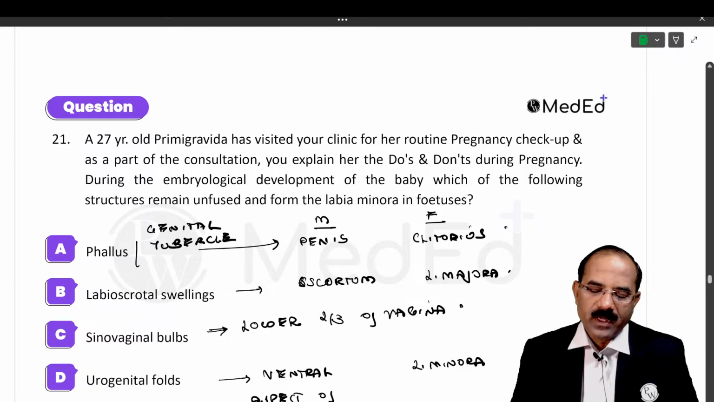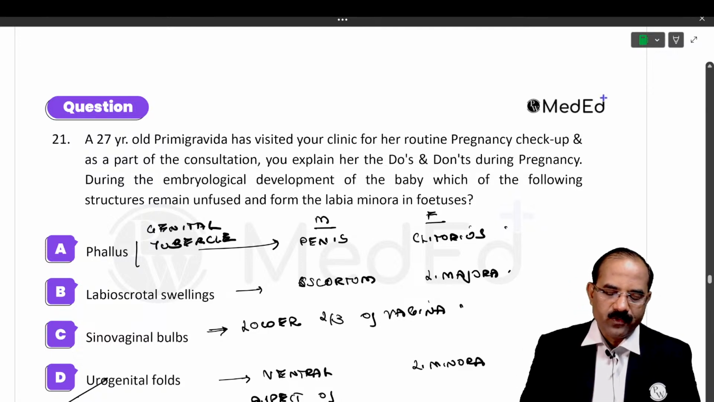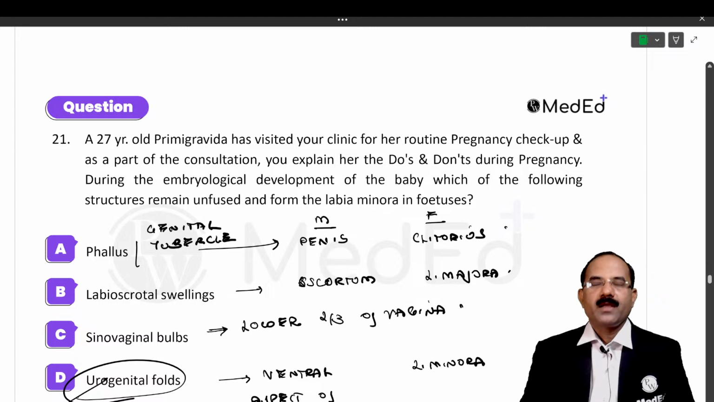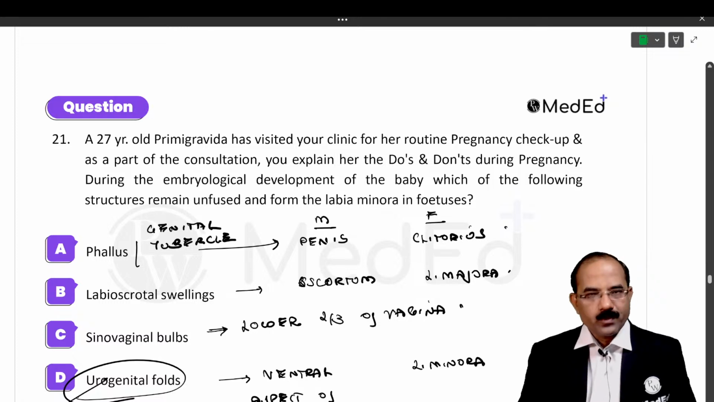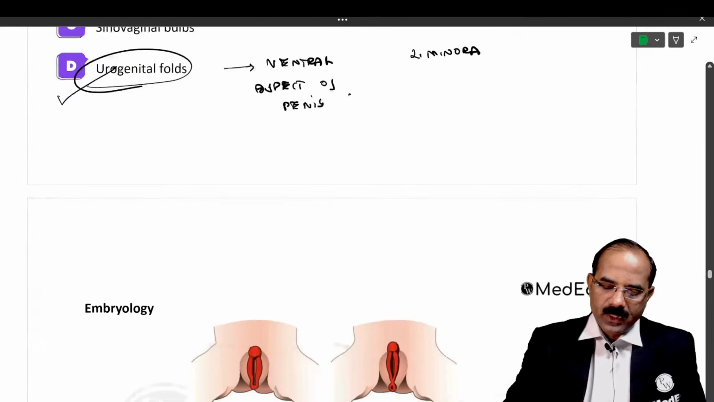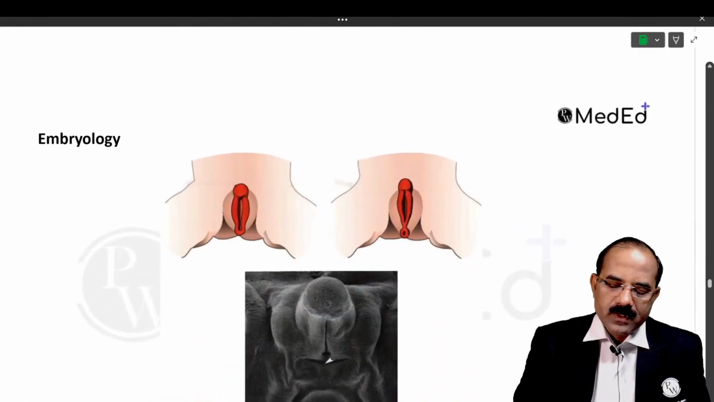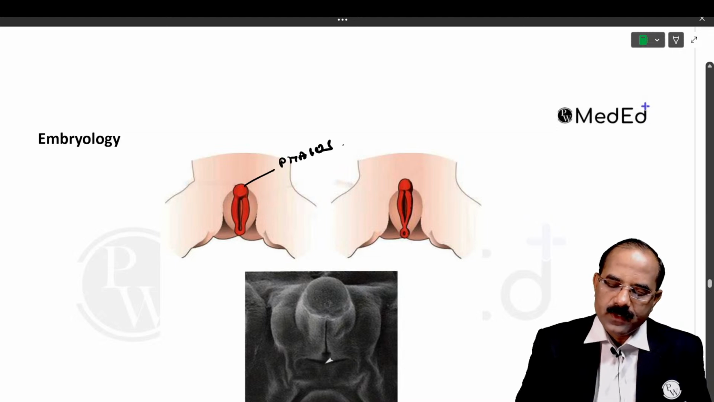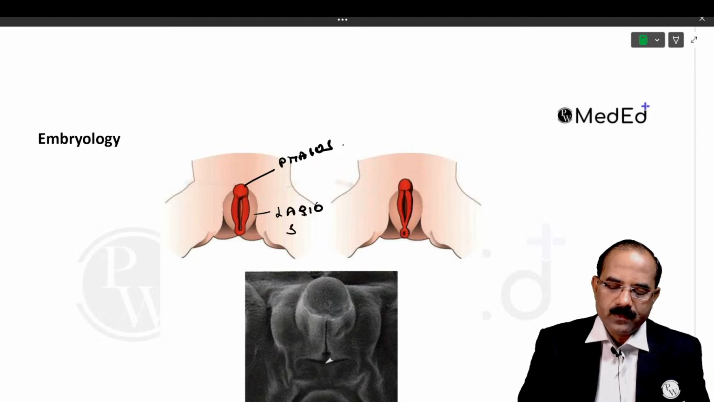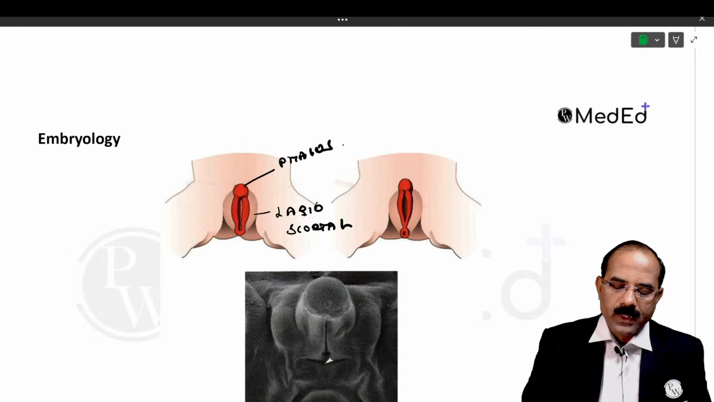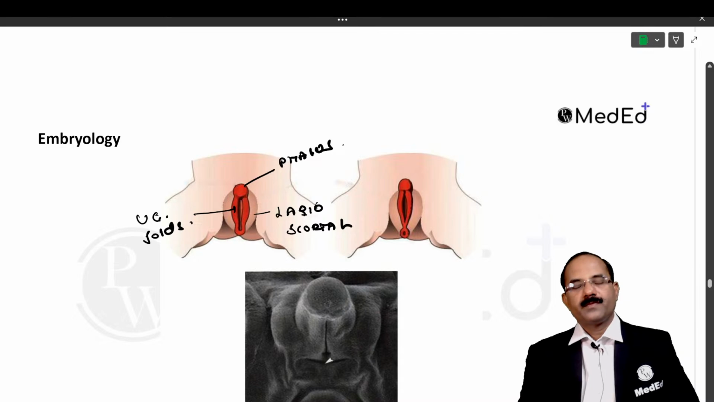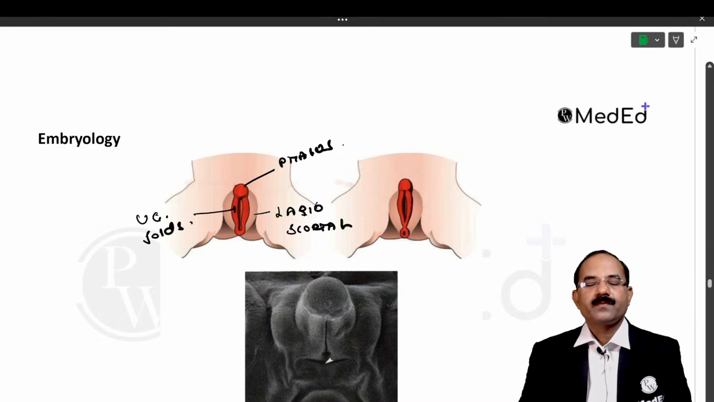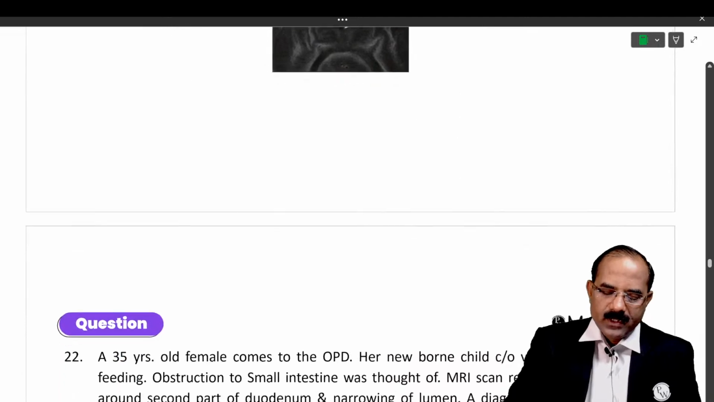So what is the answer for this? Labia minora, so the answer is urogenital folds. Labia minora. This is very important. I hope this is clear to all of you. See, this is the phallus, these are the labioscrotal swellings, and this is the urogenital folds. Okay, fine, perfect. Let's move to the next MCQ.